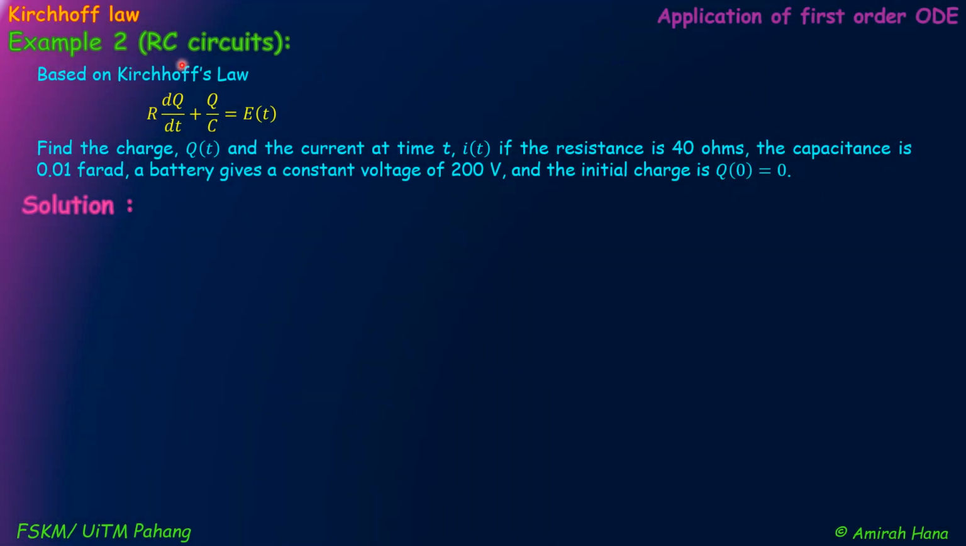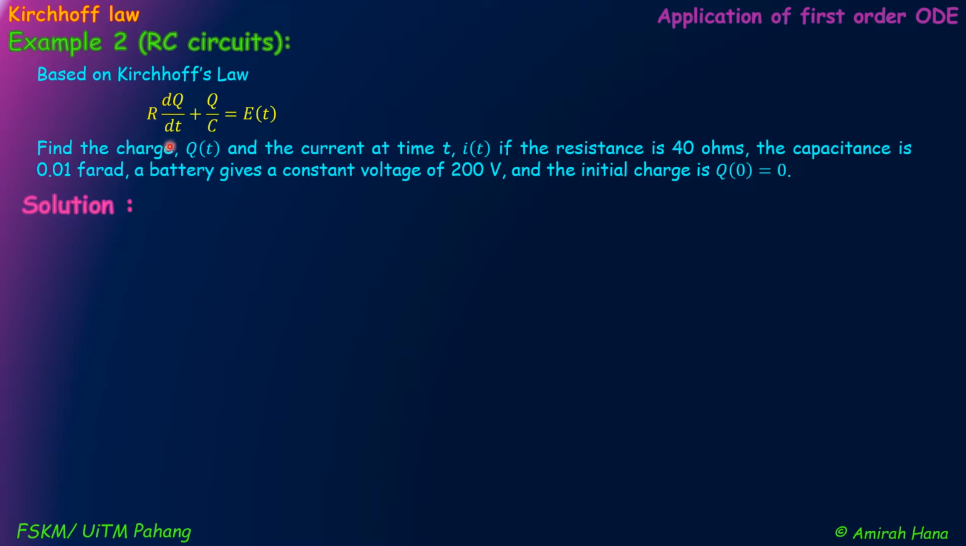Example 2 for RC circuits under Kirchhoff's law. Based on Kirchhoff's law, R dq over dt plus q over C equals E(t). Find the charge q(t) and the current at time t, i(t), if the resistance is 40 ohms, the capacitance is 0.01 farad, a battery gives a constant voltage of 200 volts, and the initial charge is Q0 equals 0.